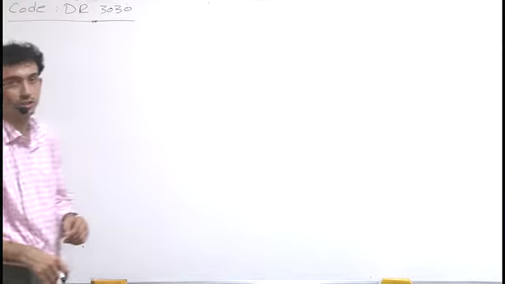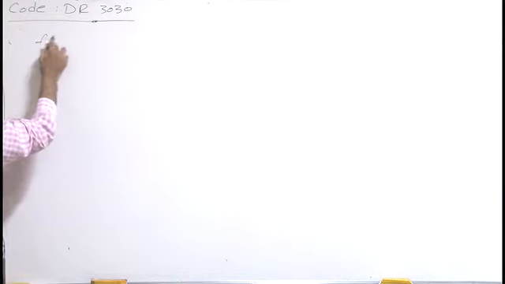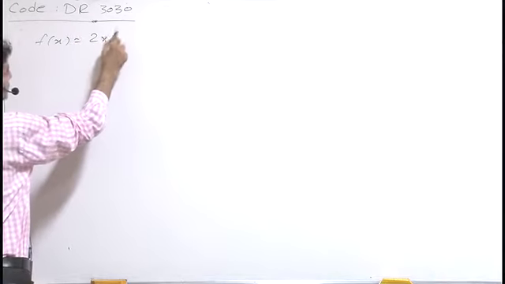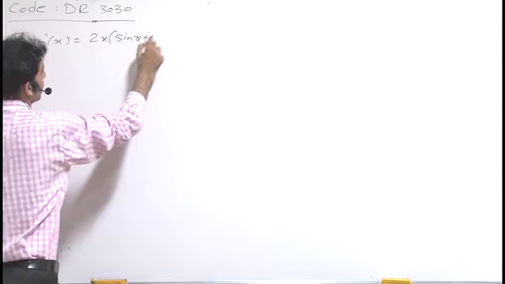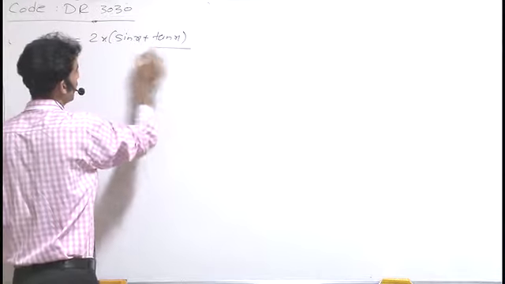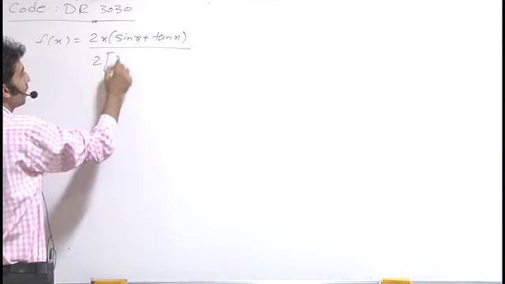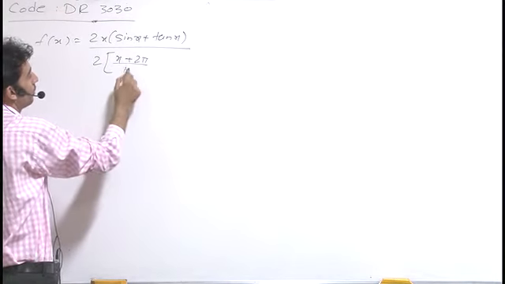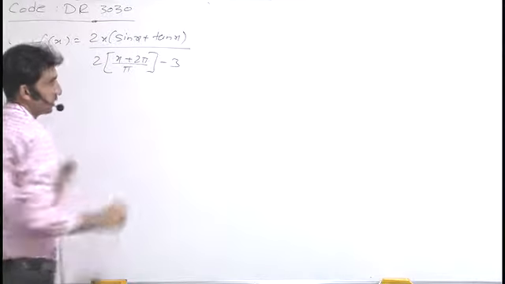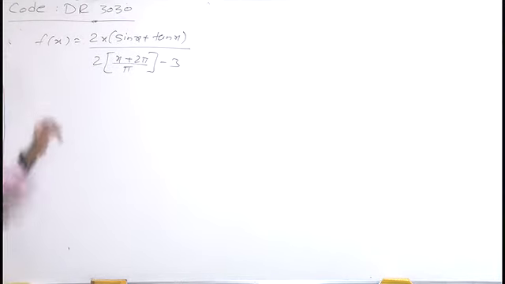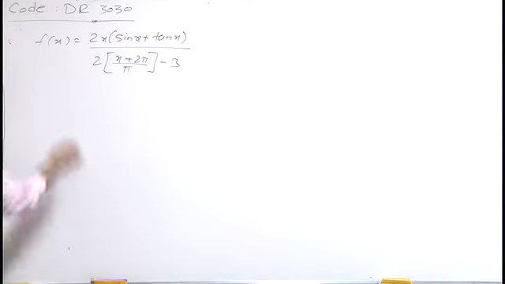In this given question, we have a function given as f(x) = (2x sin x + 10x) / (2[x/π + 2] - 3), and we have to check whether the given function f(x) is an even function, an odd function, or neither even nor odd. This is the fifth part.